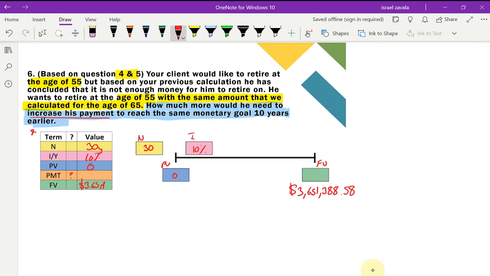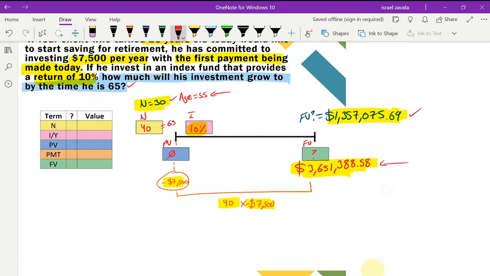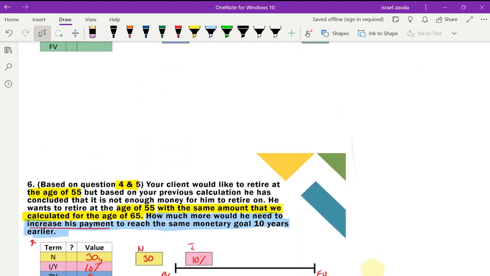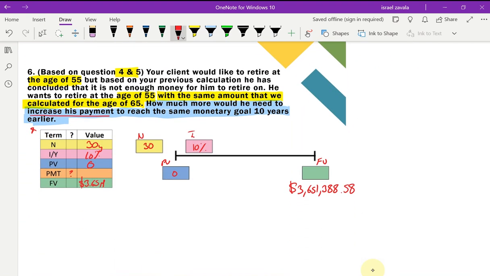So how much more would he need to increase his payment? What is his current payment? His current payment is $7,500. That's what he's currently putting in. But how much would this amount need to go up? How much more would he need to invest every single month to reach this goal? This is the variable we're looking for. This is my payment.